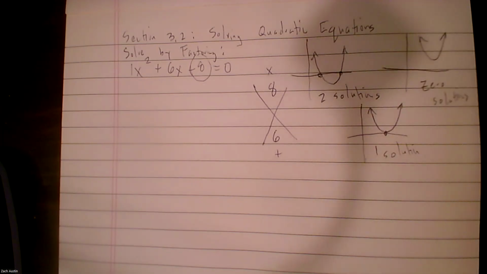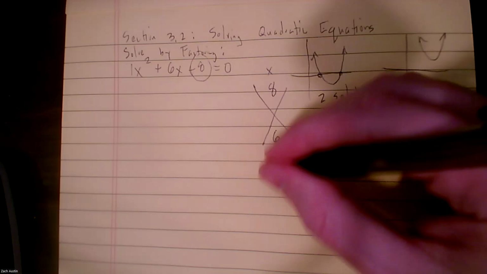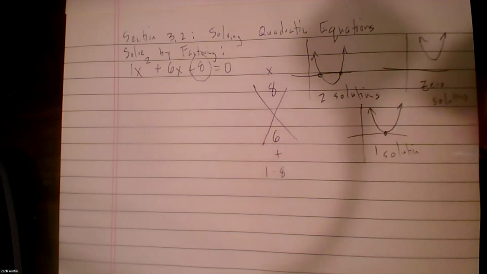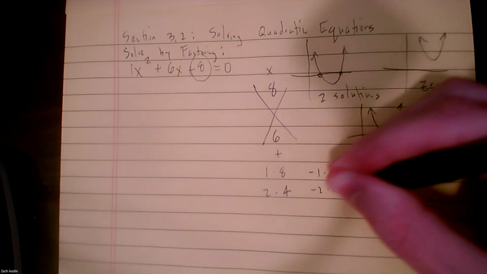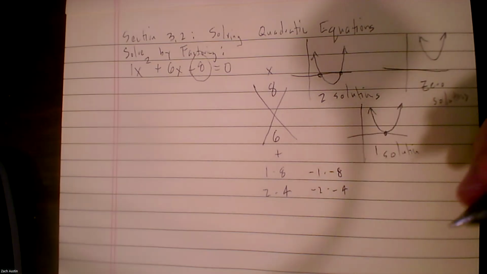And there's really only a couple of options, right? If you want to get a positive 8, you either do 1 times 8 or negative 1 times negative 8, right? And 2 times 4, or -2 times -4, right? So there's really only four possibilities here. I can write those negative ones down too, because there's only four options in this one. That's why this is a good candidate for factoring.